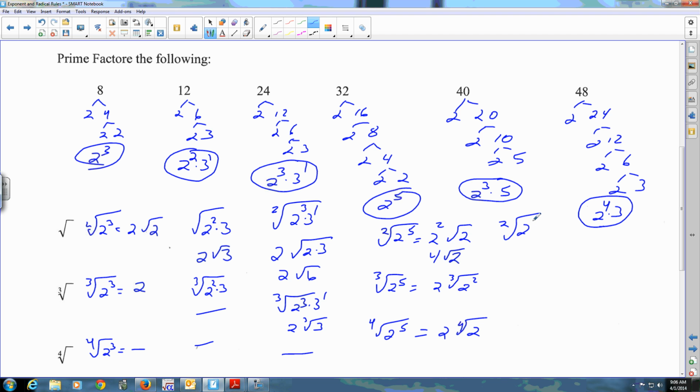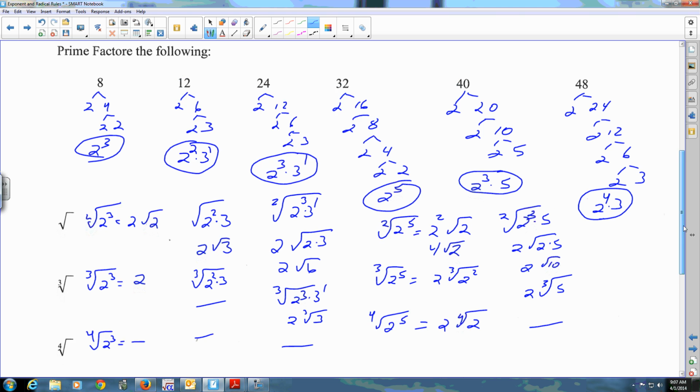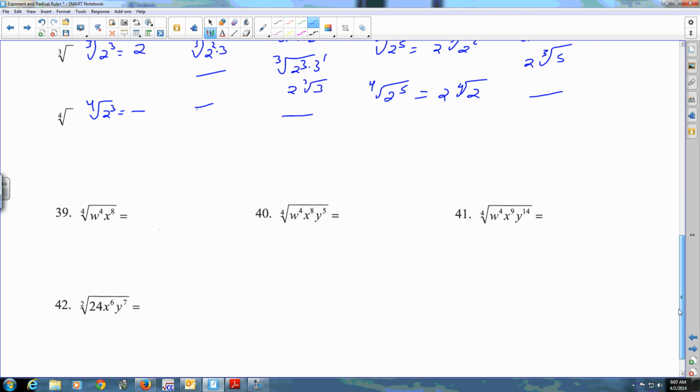Square root of 40 is 2 cubed times 5. 2 goes into 3 once, with 2 and a 5 left over, so 2 square roots of 10. Cube rooting it, the 2 will pop out, so 2 cube roots of 5, and the fourth root, nothing will happen. Okay? I don't know if you need me to do 48, and just in the interest of time, it's not that I'm being lazy, I'm trying to shorten the video.